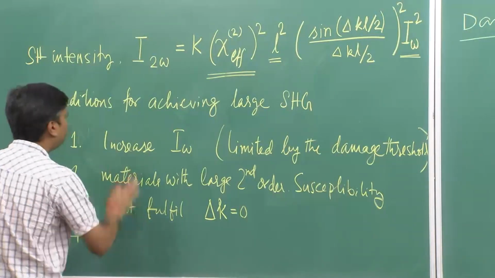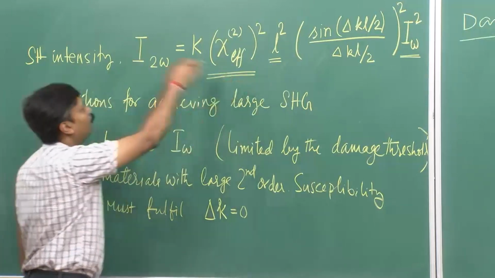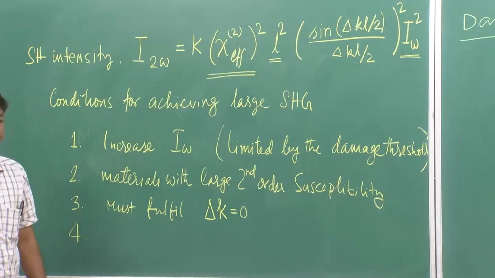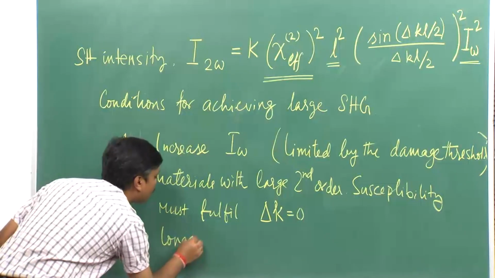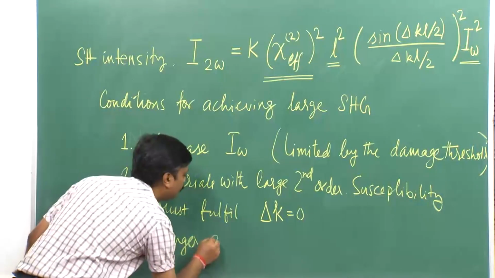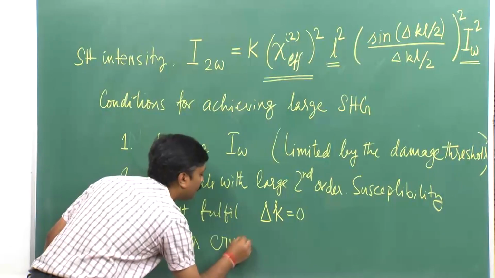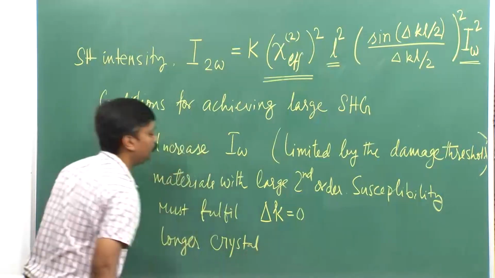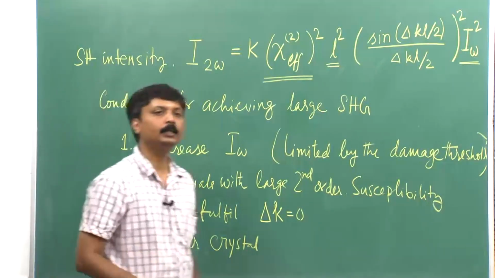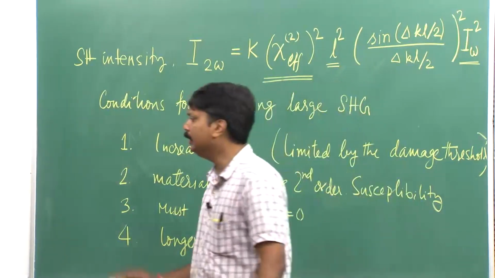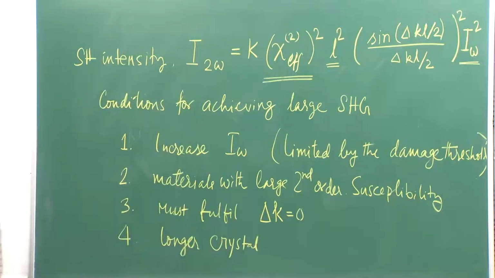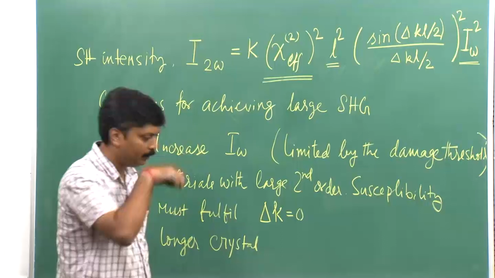So, if I have L larger, obviously I2 omega also will be larger. So, a longer crystal will increase the second harmonic generation more and more. So, these are pretty much the ways to enhance the second harmonic generation capabilities.